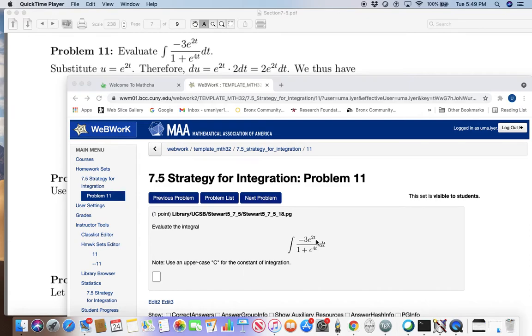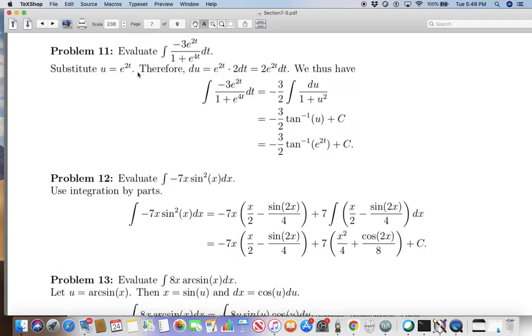So that is the square of this, which tells me let u equal e to the 2t. Then du equals e to the 2t times 2 dt. Alright, that's the chain rule part of it. So 2 e to the 2t dt. So e to the 2t dt is nothing but du over 2. That's why I need to divide by 2. Negative 3 over 2, e to the 2t dt over 2 is du.